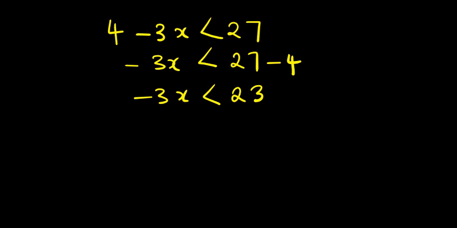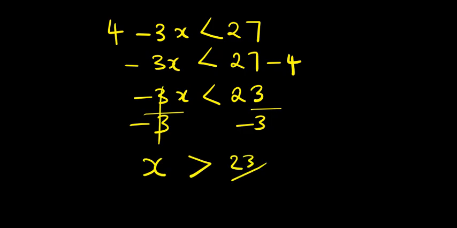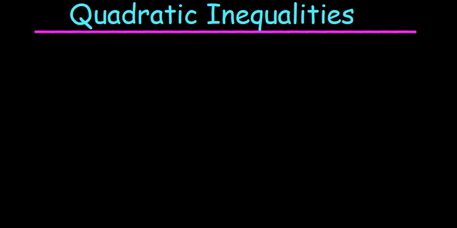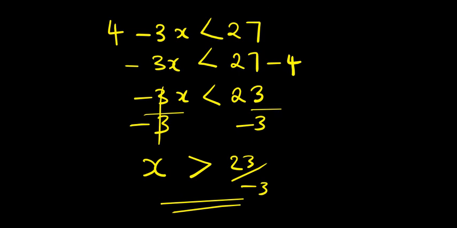Yes. Then I'm going to divide by negative 3 on both sides. So because I'm dividing by negative 3 on both sides, every time I'm dividing by negative, my inequality symbol is going to change. So x will be greater than 23 over negative 3. Okay, basically that is how we solve such a one. You change the inequality symbol. So that is just the most important thing about you knowing that part of inequalities.